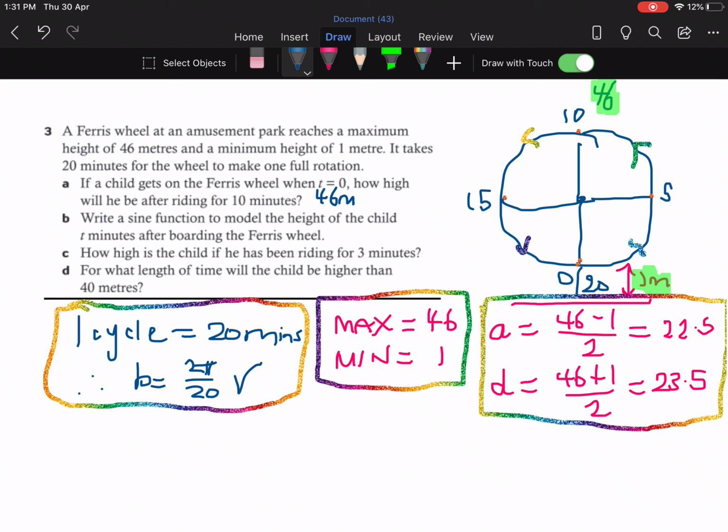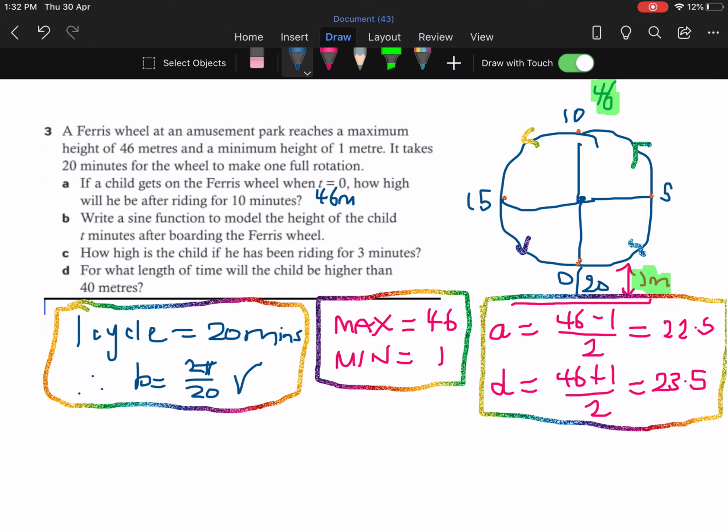The maximum is equal to 46 and the minimum is equal to 1. So from that I can work out my a value, which is the amplitude, which is 22.5. And I can work out d, the vertical shift, which is 46 plus 1 divided by 2, which is 23.5.